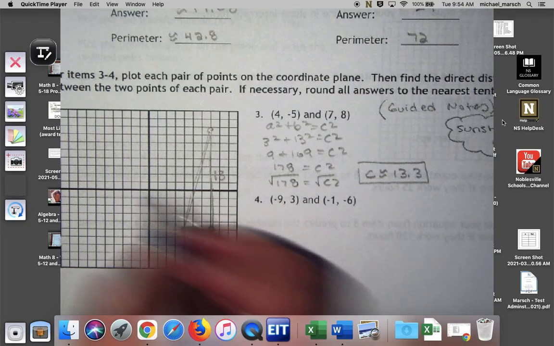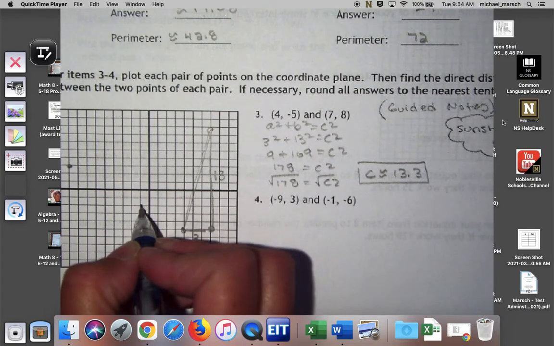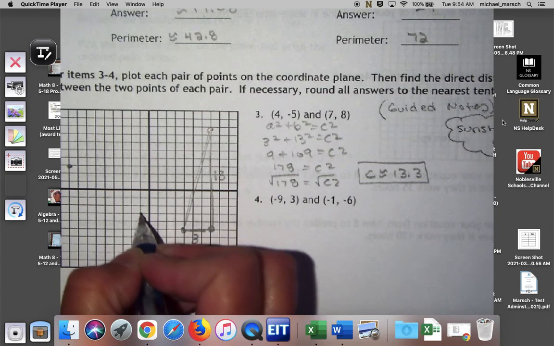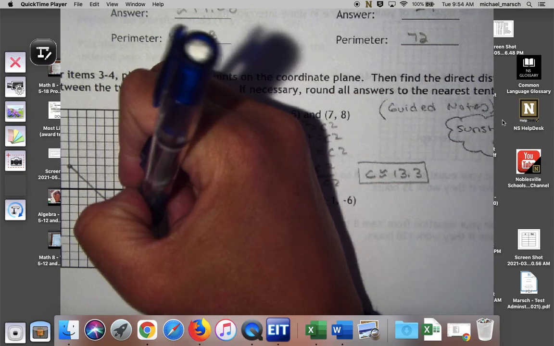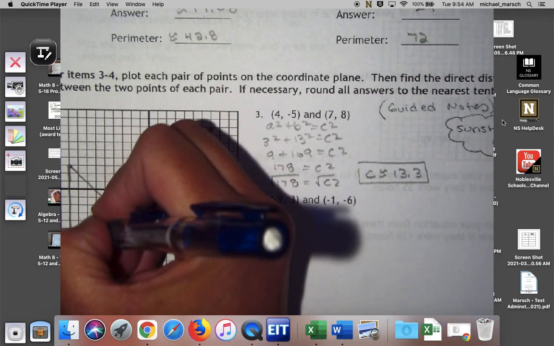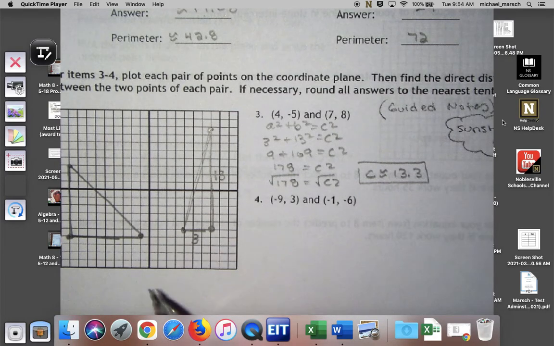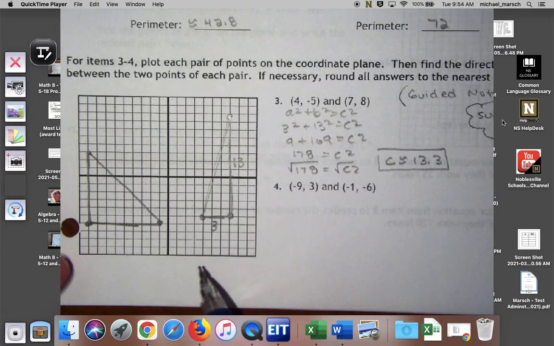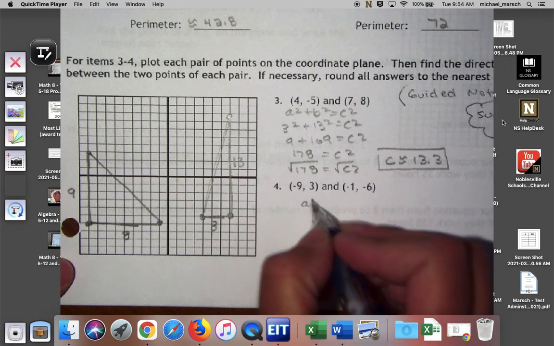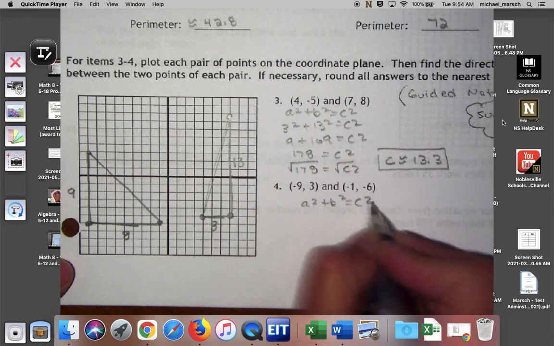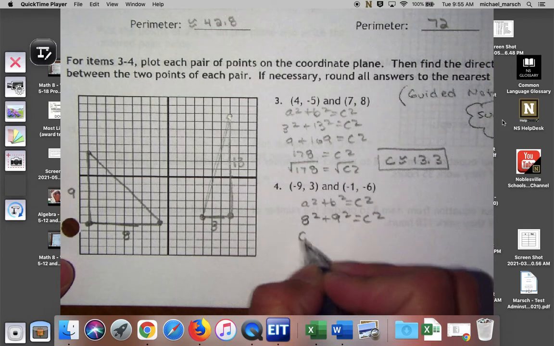So now I'll do the same thing here. -9, +3, -1, -6. I connect these two because I'm trying to find that diagonal distance. I use the Pythagorean theorem to create a right triangle. I'm going to end up with 8 for this distance and 9 for this distance. A squared plus b squared equals c squared. 8 squared plus 9 squared equals c squared.